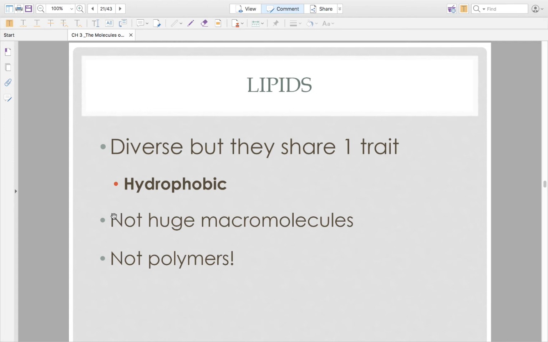Now, lipids are interesting because they are technically not a macromolecule, not a huge macromolecule. They're not a polymer, but they still fall under the 4 essential macromolecules, and they do have certain things in common. They are very diverse. I'm going to teach you the diversification, and I'm going to teach you the similarities. Now, one thing they all have in common, no matter how different they are, is that they're all hydrophobic. Remember, hydrophobic means water-fearing, which means they can't be dissolved in water.